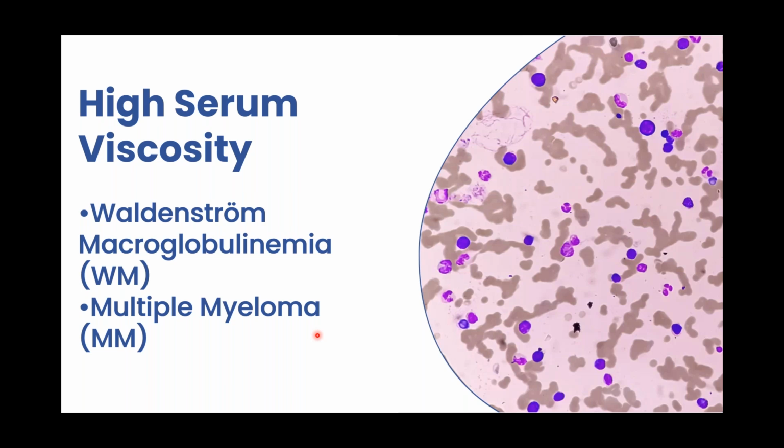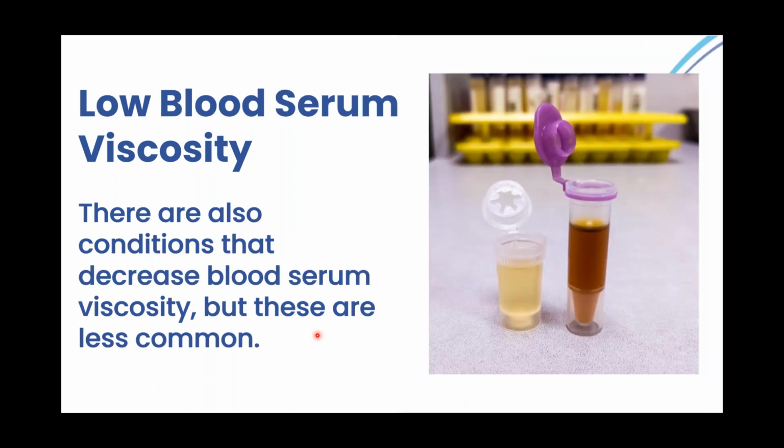So now maybe you're asking, what about the reverse? Are there conditions that are going to decrease the serum viscosity? Now, there are indeed conditions that do this, but these are less common. So if you have low blood viscosity, it's termed hypoviscosity, and this can be an effect of conditions like malnutrition, liver disease, or other conditions that lead to lower protein levels in the blood.